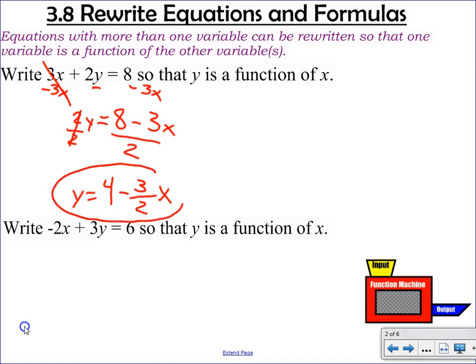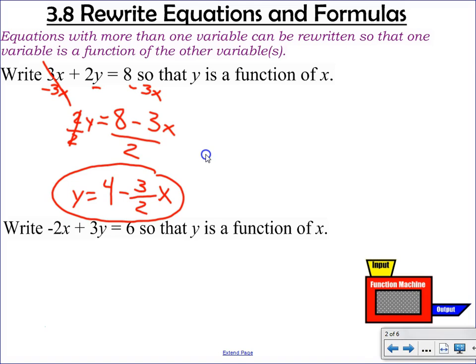So now I see that y is a function of x. Because y is solved by itself, x is the input. If I had a value for x, I could plug it in to find out what the output is. Okay, maybe you want to try the next one, pause the video, and then see if you can get the new equation.